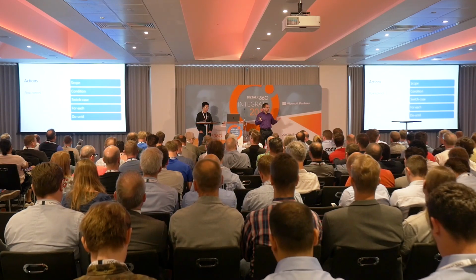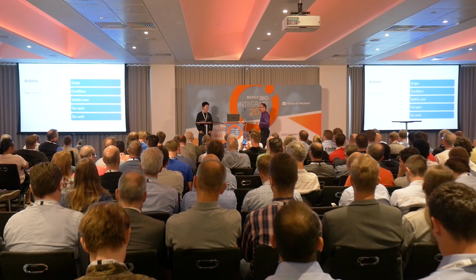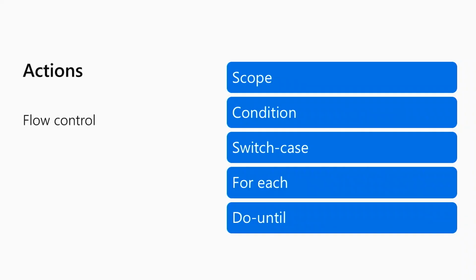Case statements, so you can go through a number of different values on a particular property to determine which you want to do. For each allows you to take an array or a collection and then iterate across each of those items in that collection. And for each provides you a highly scalable, parallelized way to work through that collection of data. And then finally, do until. We give you that ability to go ahead and do work until some condition is true.